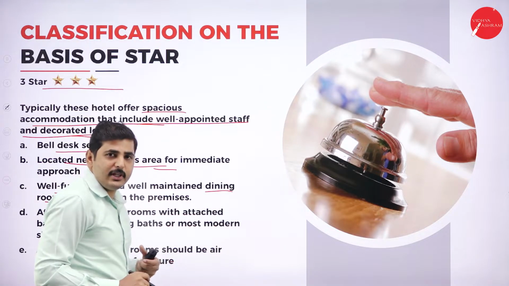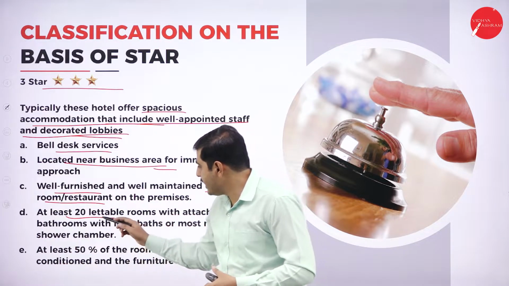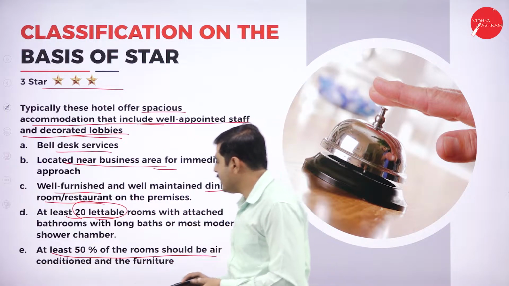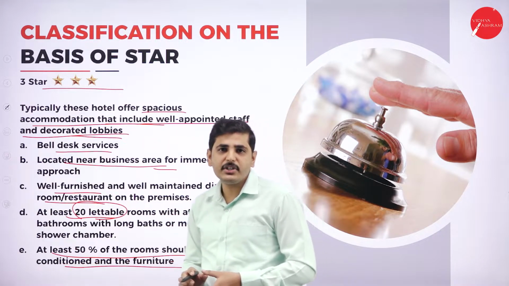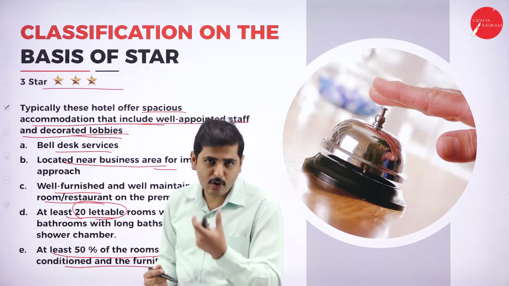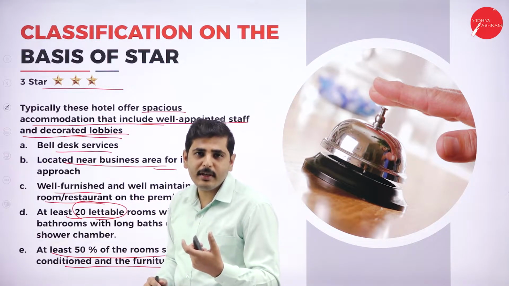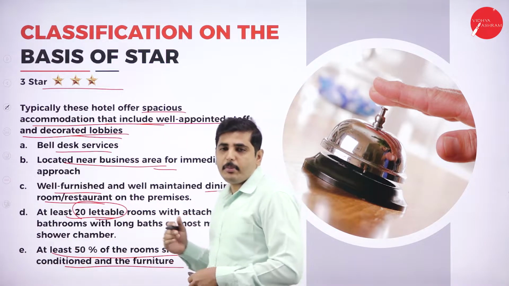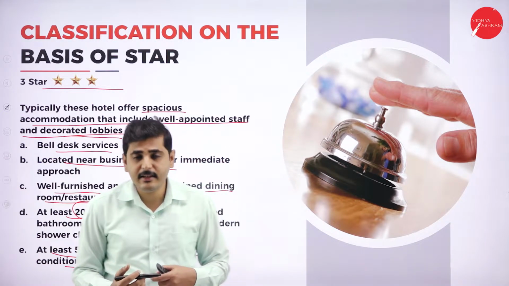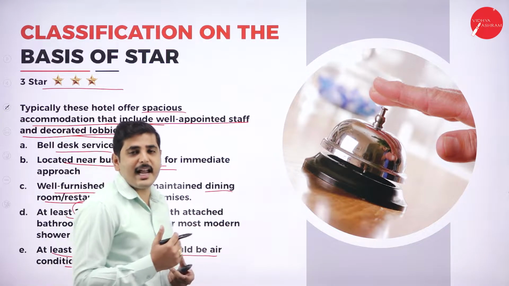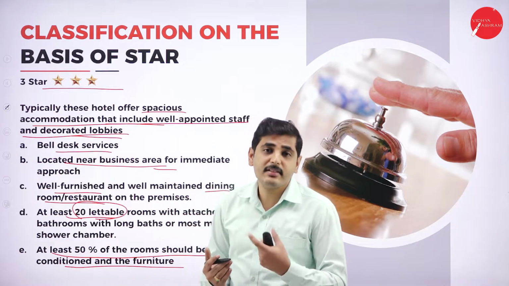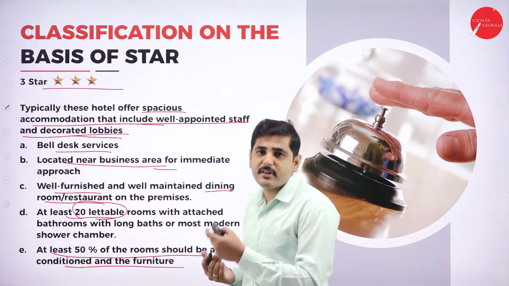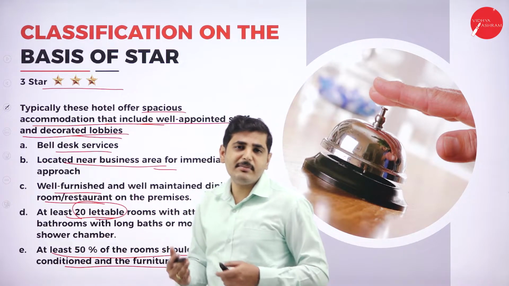But in this type of 3-star hotel, there will be at least 20 lettable rooms, and at least 50% of the rooms will have air conditioning and furniture. 50% of rooms means 10 rooms out of 20 will have air conditioning, with western-style bathrooms and shower facility available. They can provide telephone and internet facility, and nowadays a swimming pool will be available, travel services also, and a help desk will be available in that hotel, very luxurious compared to earlier. So it may be TV, refrigerator, and other types of luxurious things will be available in this type of hotel.